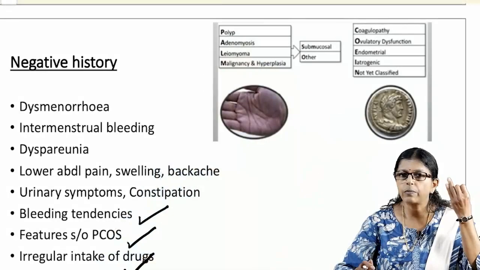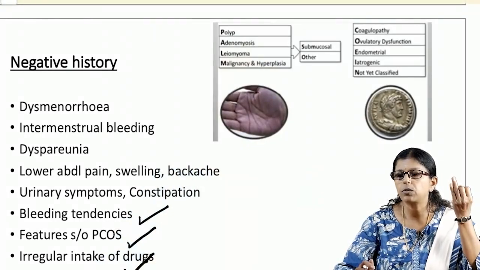So that is another thing that you have to find out. The only treatment that she probably needs is to stop all drugs. Once you stop all drugs, her cycles resume normally and she may not require any further treatment at all. So is there any irregular intake of drugs is another thing that you have to ask for. So each time you look at PALM, you look at COEIN. Polyp, any other feature suggestive of polyp.